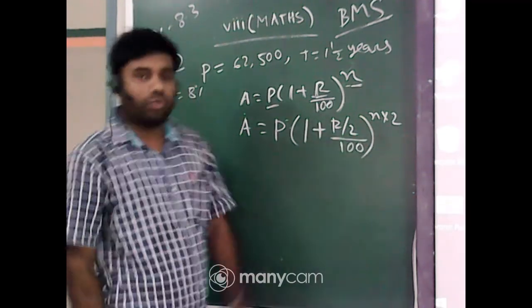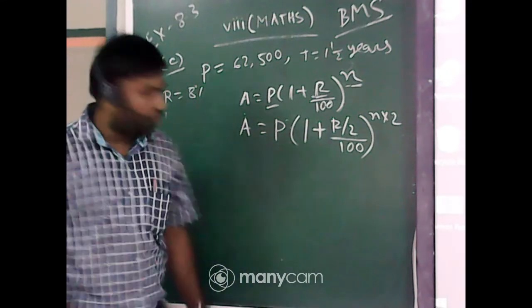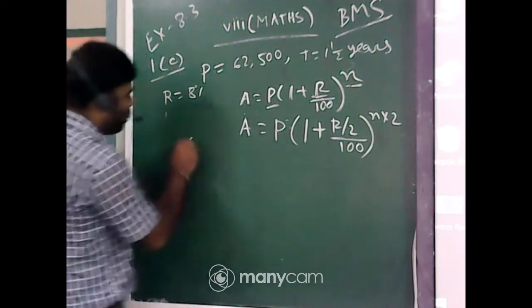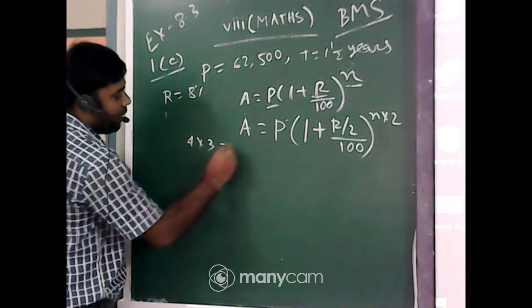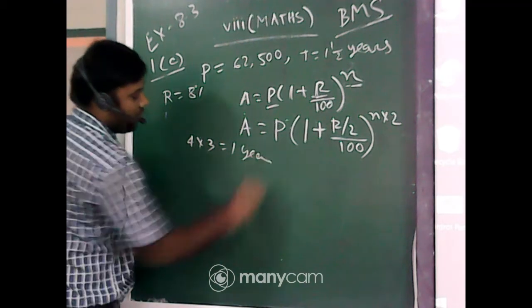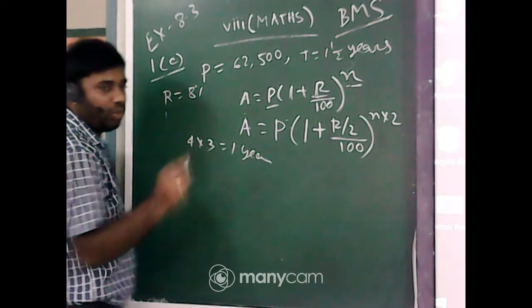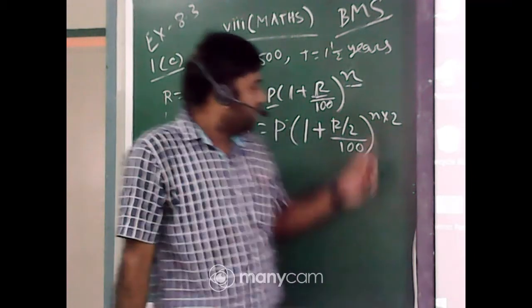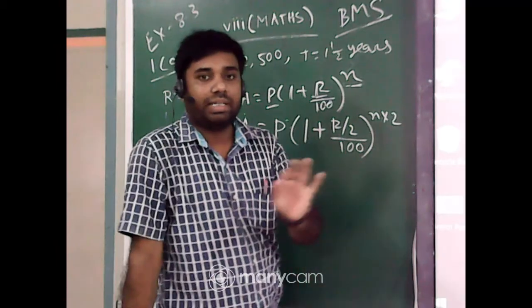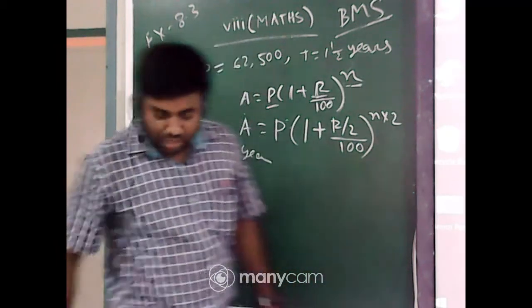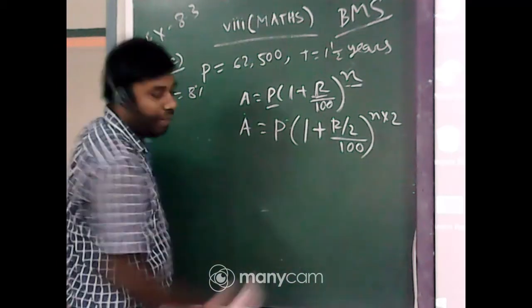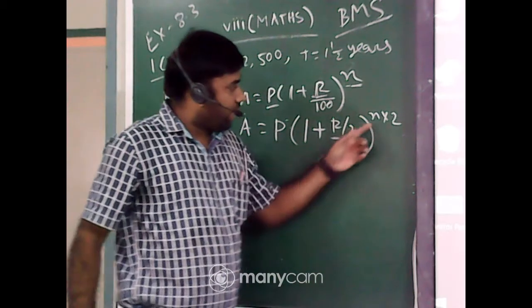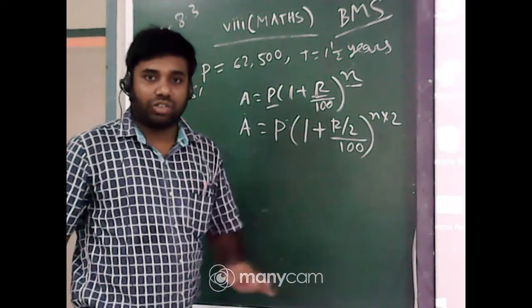And if it is given quarterly, quarterly means 4 months. 4 into 3 make 12 months, that is 1 year. So that time R will be divided by 3 and the time will be multiplied by 3. That is the calculation: if half yearly, R by 2 and n into 2; if quarterly, R by 3 and n into 3.